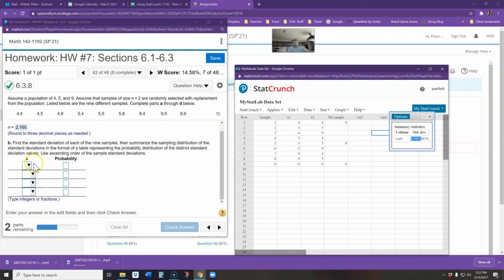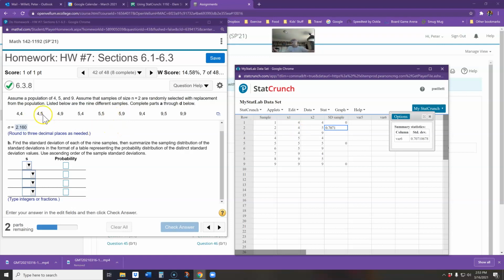It's going to be one of our choices over here. So when I have a 4 and a 5, I get a standard deviation for that sample of 0.7071. And I'm going to get that same standard deviation anytime I have a sample where I have two numbers that are one value apart from each other, because the standard deviation is a measurement of the spread of the data.